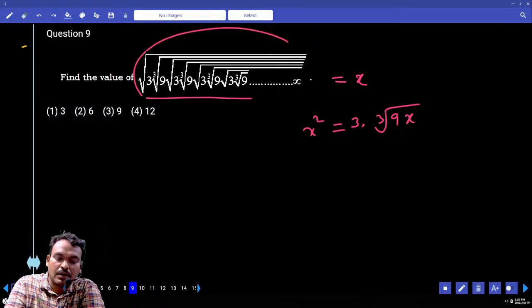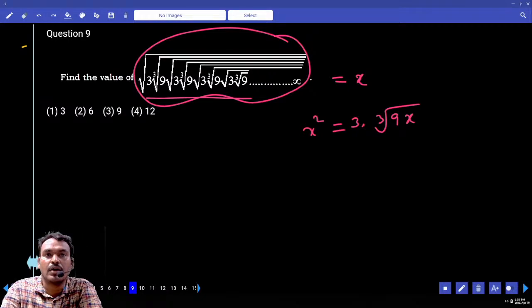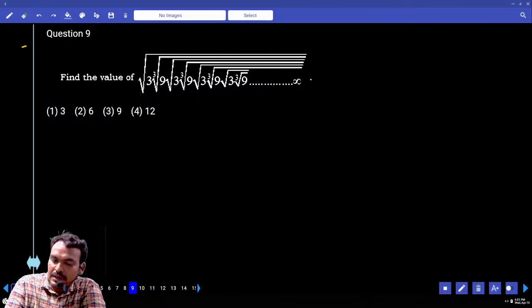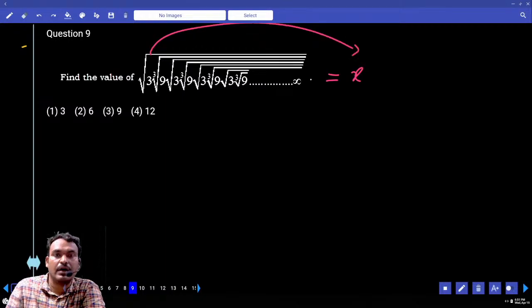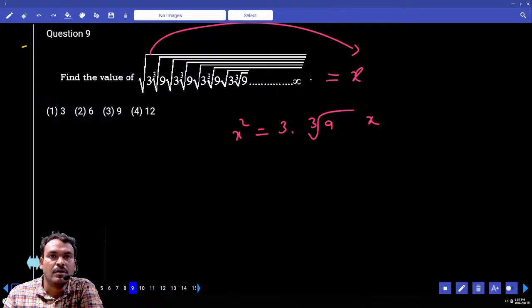First, the total value is equal to which one? X. Okay. First, left hand side squared, it will become right hand side square root, it will become square. Means x square equal to how much? 3 into cube root of which one? 9. Cube root of 9. Again it is equal to how much value? X. Square root becomes square. Means x square equal to 3 into cube root of 9 x.